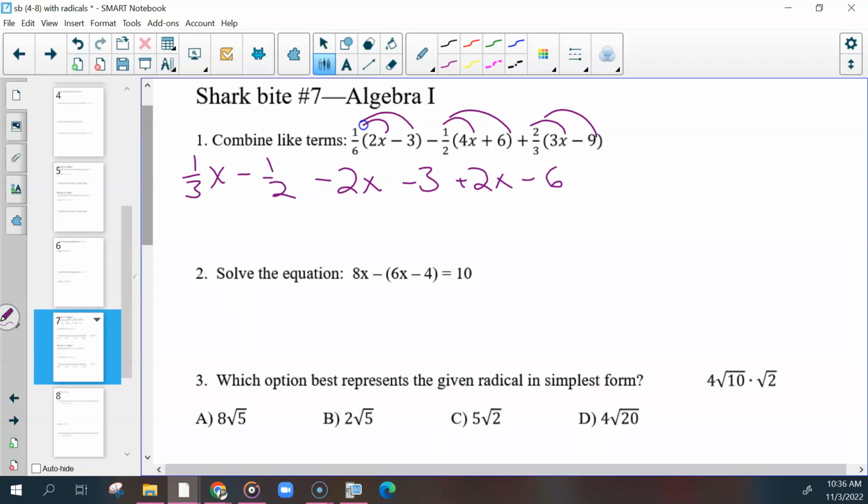Then we have to combine all of our like terms. You have a bunch of x's. You could do this in your calculator, but we have this negative and positive 2x, so those are going to cancel each other out and just leave 1/3.